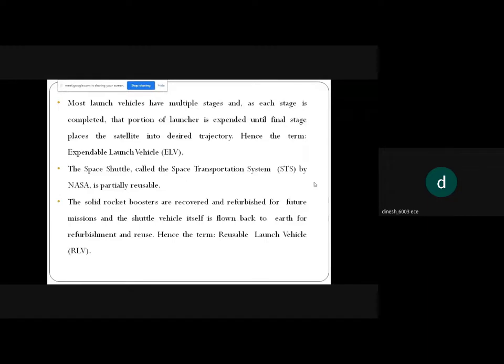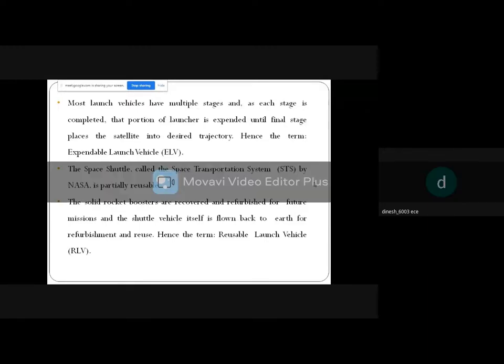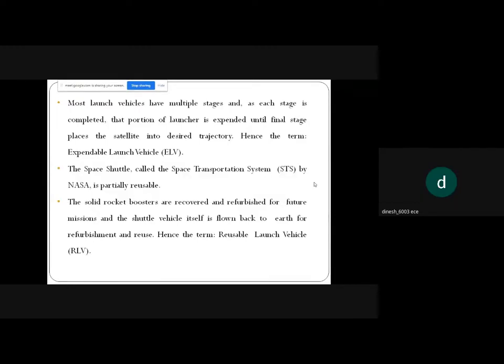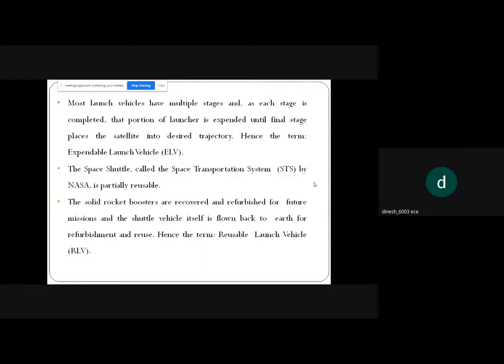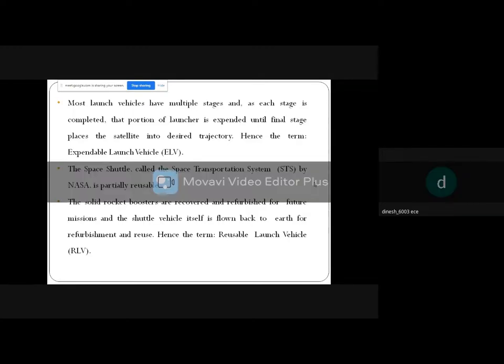So here is a glimpse of that. Most launch vehicles have multiple stages. As each stage is completed, that portion of the launcher is expended until the final stage that places the satellite into the desired trajectory. Hence the term ELV, expendable launch vehicle. So when the rocket is being launched, it moves towards space at a desired path and at a desired orbit. Then stage by stage, it expends itself and it is launched and given to the user appropriately, which we call an expendable launch vehicle.